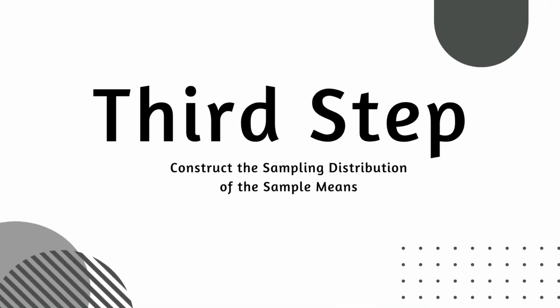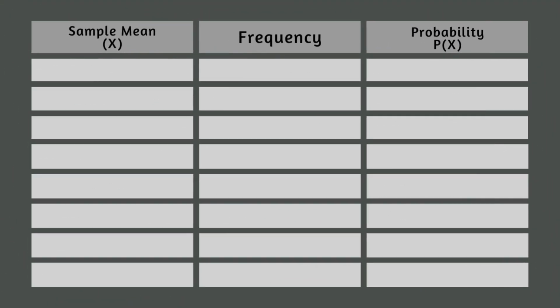The third step is to construct the sampling distribution of the sample means. In the first column, we have here the list of all the sample means, and in the second column, we find the frequency of each sample mean. The frequency determines how many times the sample mean occurred. Say for example, the sample mean 40.5 occurred 2 times. Therefore, we also put 2 in the frequency.